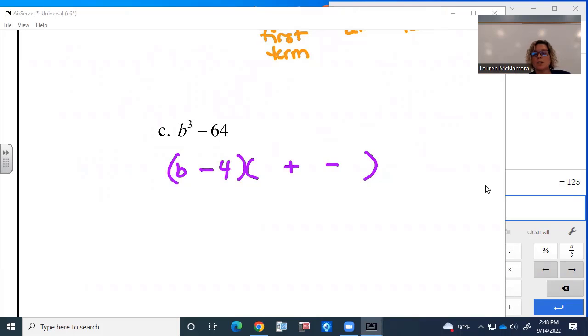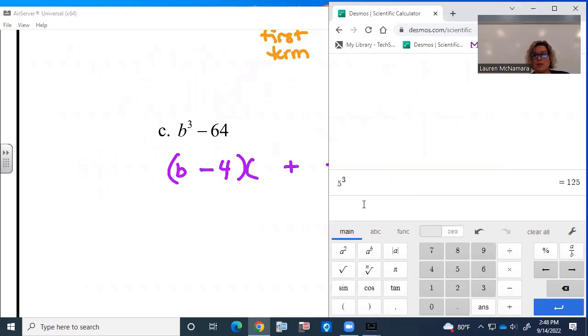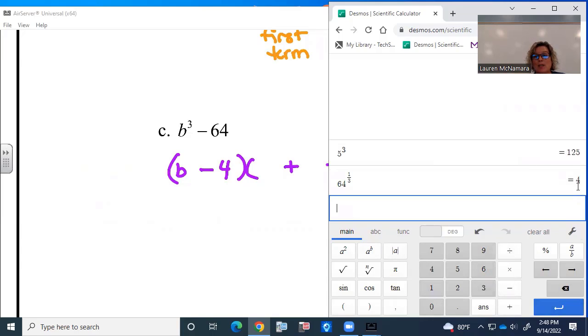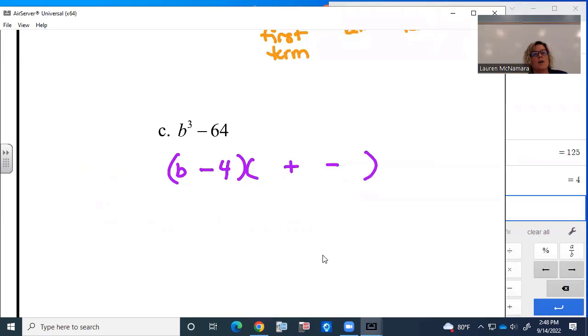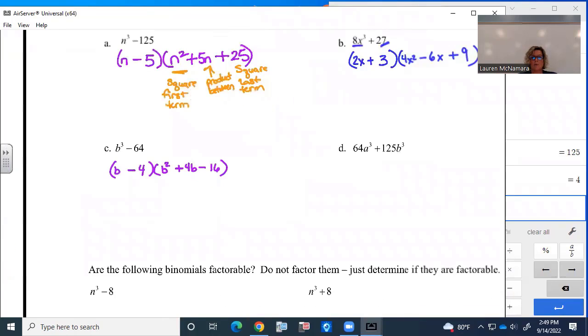So if you're not sure, let me show you this too. 64, we'll see this later on, raised to, I want to see if it's a perfect cube. I don't want to raise it to the third power. I'm going to raise it to the 1 divided by 3 power. And that will tell me what my cube root is. So that's another hint. The 1/3 power is going to tell you what the cube root is. All right. So once I have that, now square my first term, square my last term, product between.